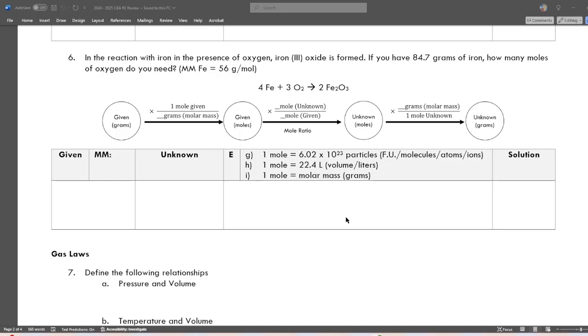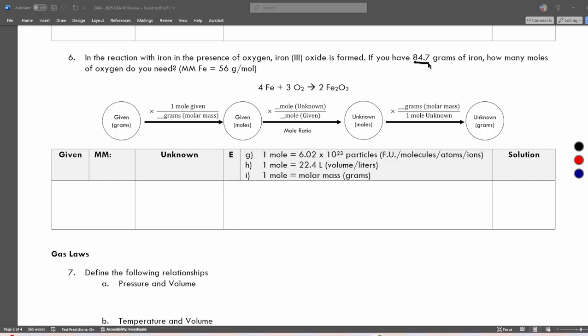All right, in the reaction with iron in the presence of oxygen, iron oxide is formed. If you have 84.7 grams of iron, how many moles of oxygen do you need? And then it gives the molar mass of iron. Iron is Fe. All right, hey, let's keep it straightforward. We don't have to worry too much about what all these things are. We're just going to look for our given. Our given is always the number that's in the problem. This is the molar mass. This is not part of our given, okay?